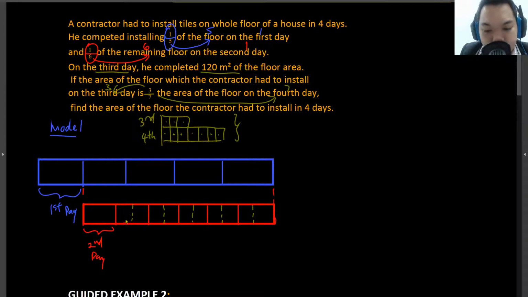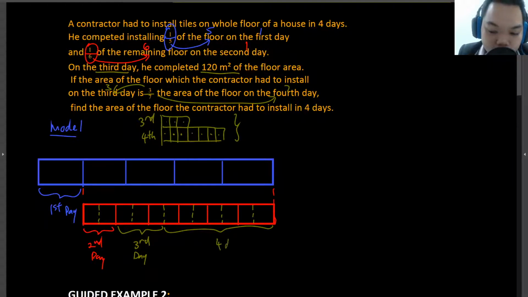So when you cut every red block into 2 green blocks, this standalone red block also has to be cut into 2 smaller blocks. Then we can say that on the third day, he covered 3 of these. And on the fourth day, he covered 7 of these. And furthermore, we also know that he completed 120 meters squared of floor area on the third day.